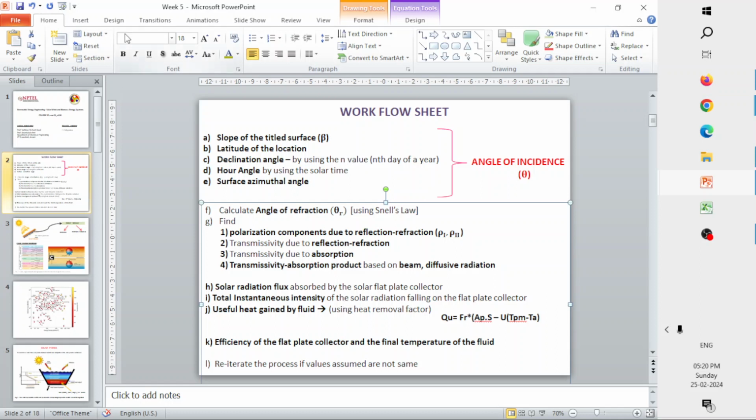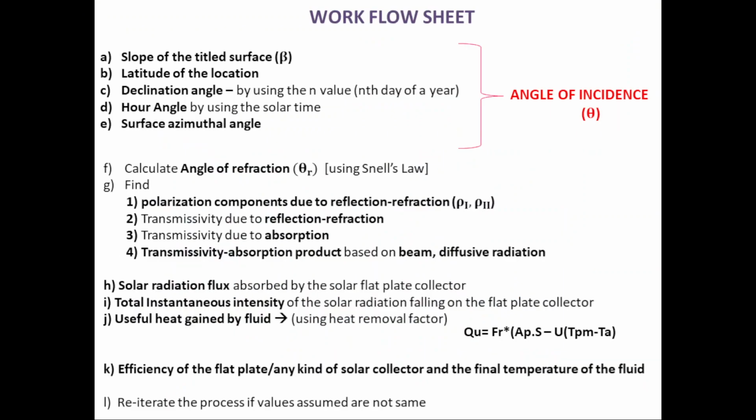And then once you know the QU, S as well as AP, or IT as well as AC, that is your cross sectional area, you will be able to calculate the efficiency of solar concentrating collectors or any kind of solar collector system, and then the final temperature of the fluid. So once you get that, you have to calculate the value of U separately and then check whether the final U that you calculated and the U value that you assumed during the initial stage are the same.